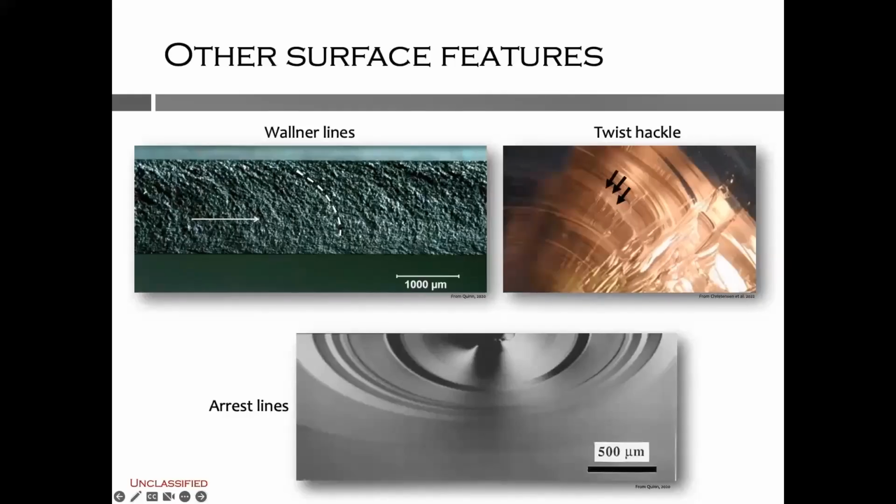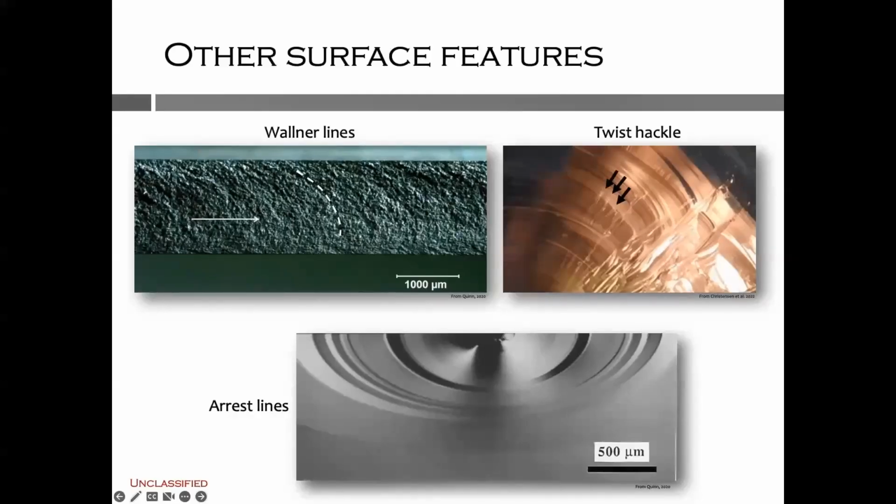Wallner lines result from the intersection of the expanding crack front and an expanding elastic wave, which cause the crack to ripple out of plane, kind of like a wave on a pond surface. Twist hackle is another fracture surface feature, and it's shown here on the top right in a glass example. Twist hackle results as a crack passes a microstructural feature that causes localized lateral rotation of part of the crack away from the main direction of crack propagation.